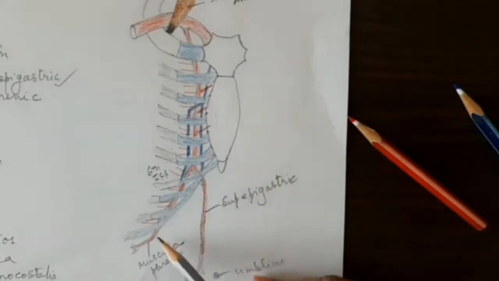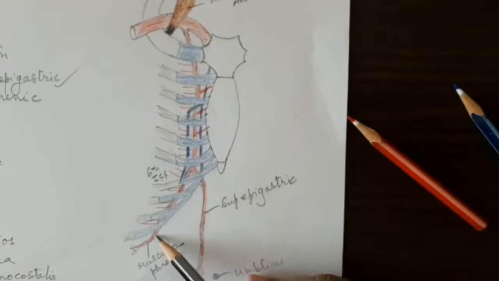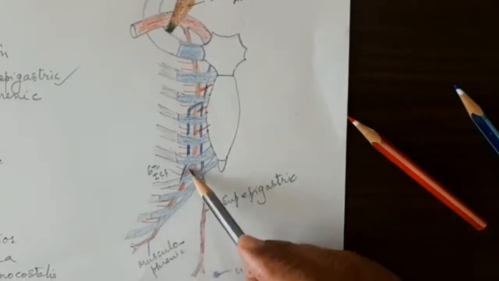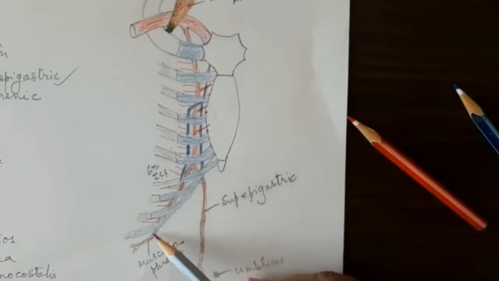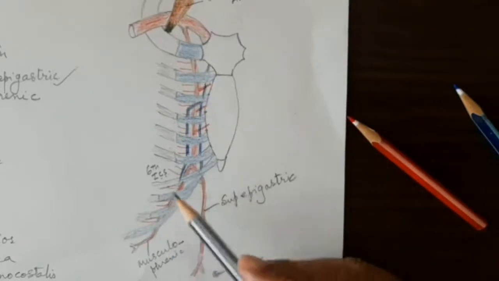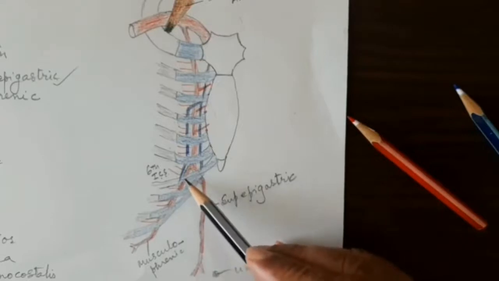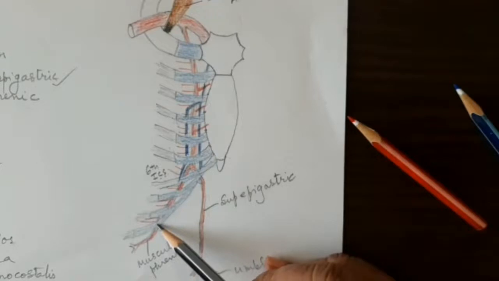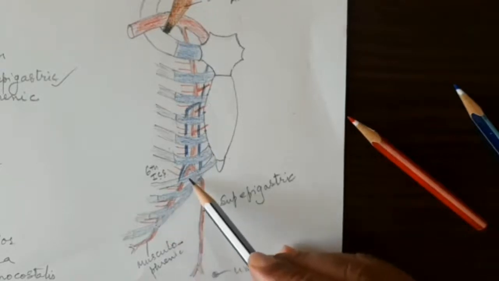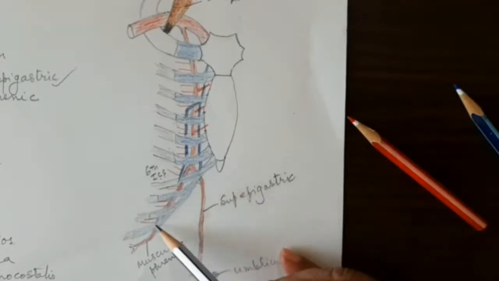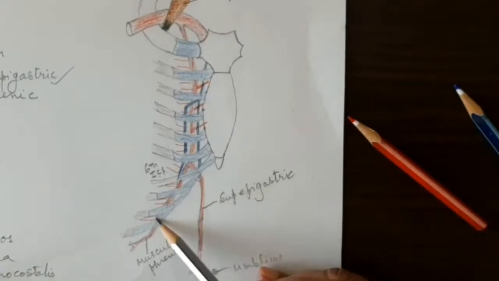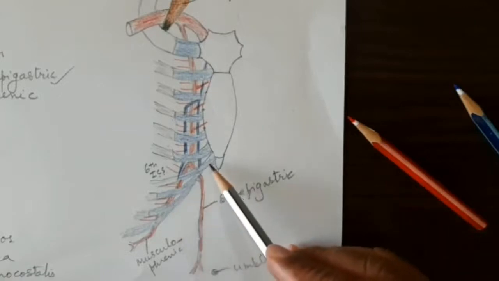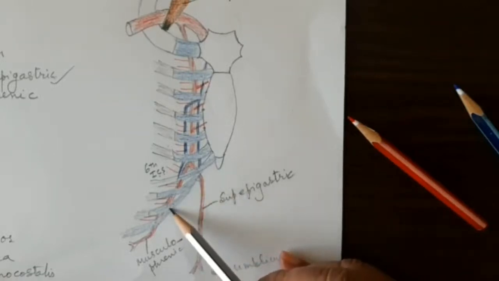Okay, let us come to this musculophrenic artery. Now this musculophrenic artery runs downwards and laterally. See, it is going downwards and laterally, behind the 7th, 8th, 9th and 10th costal cartilages. Sometimes it will go only up to the 9th costal cartilage, that is the 7th, 8th and 9th costal cartilages.